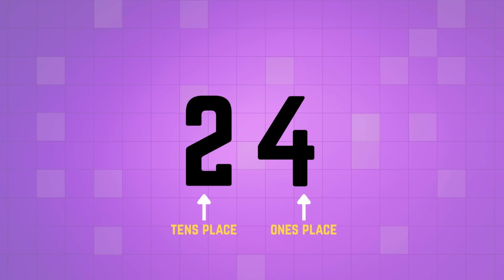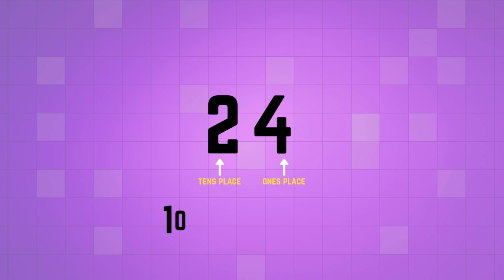So what's the place value of the 2? Since it's in the tens place, its place value is 2 tens, which equals 20. Even though we just see the digit 2, its place tells us it's really worth 20.